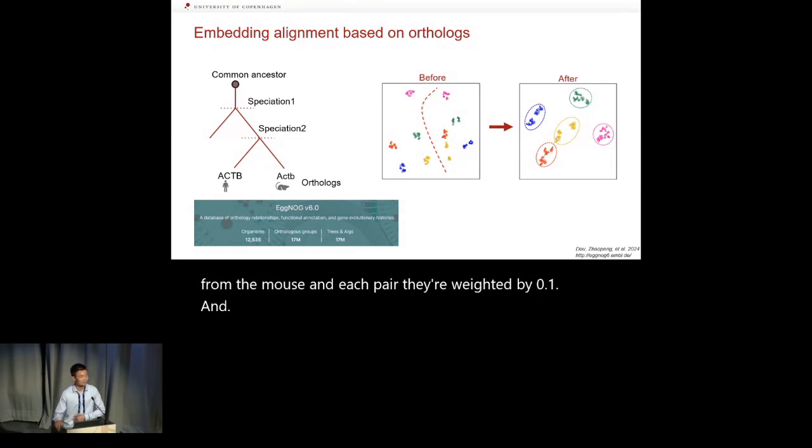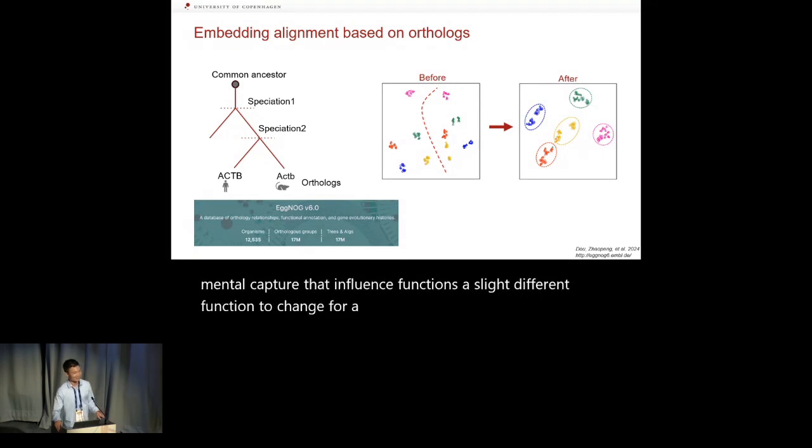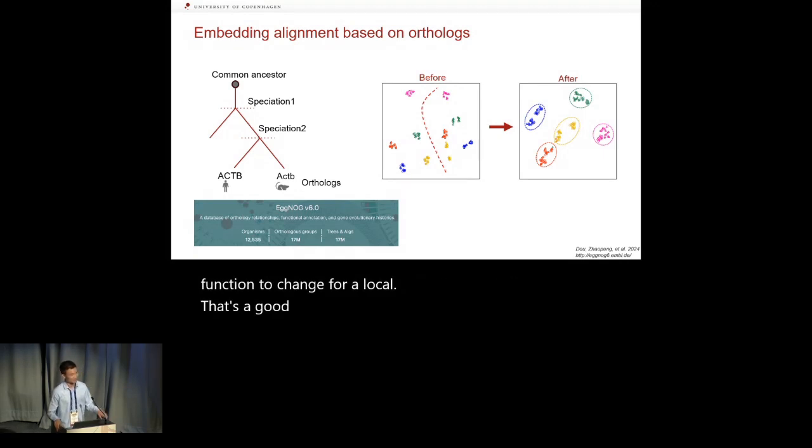And when you try to do functional predictions, can your method capture the slightly different functions which each paralog has? That's a good question. We didn't actually check how it performs on different proteins.